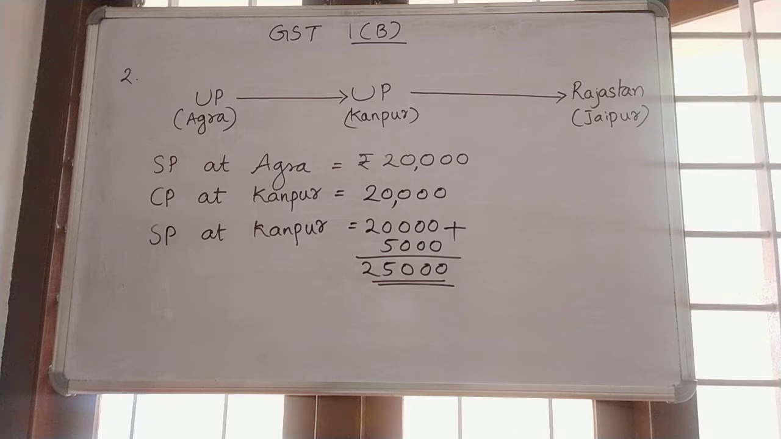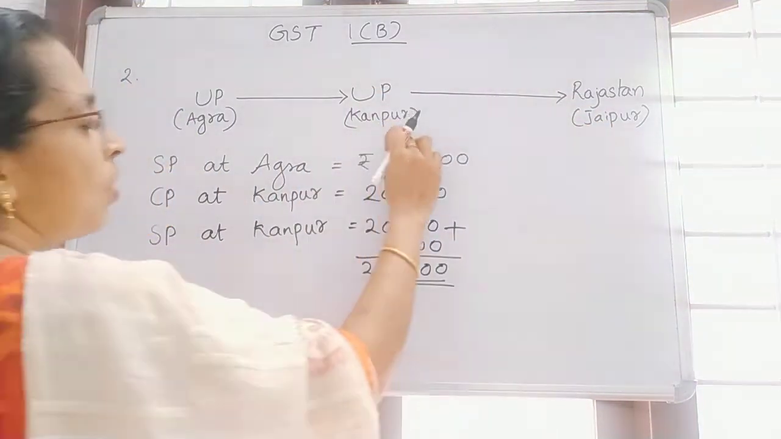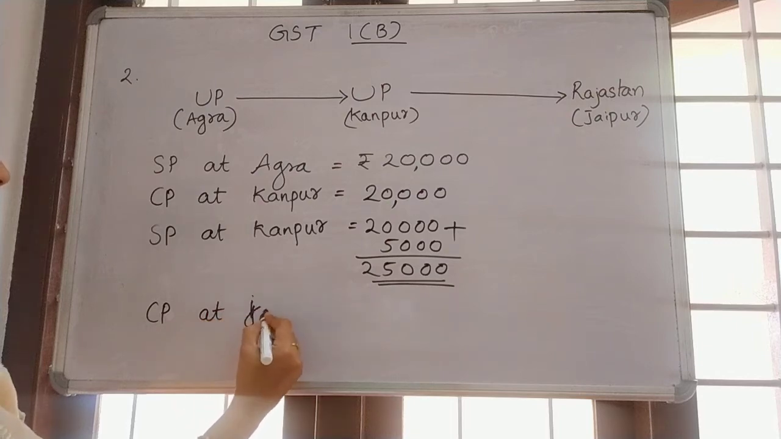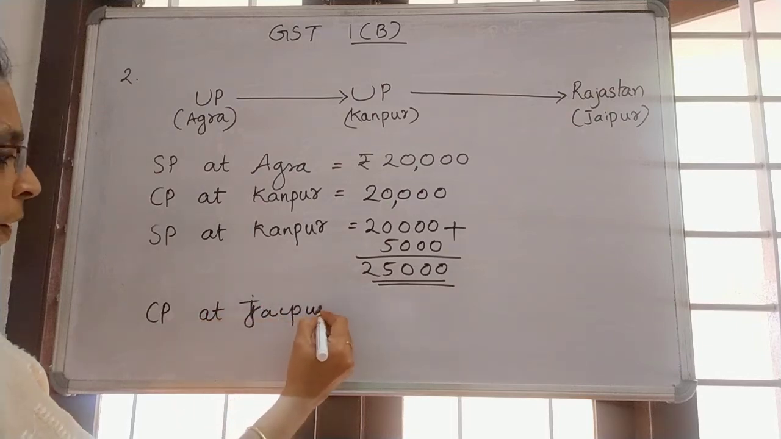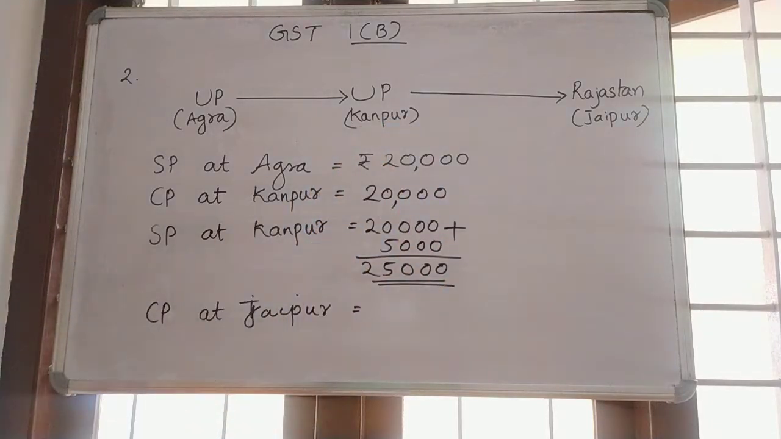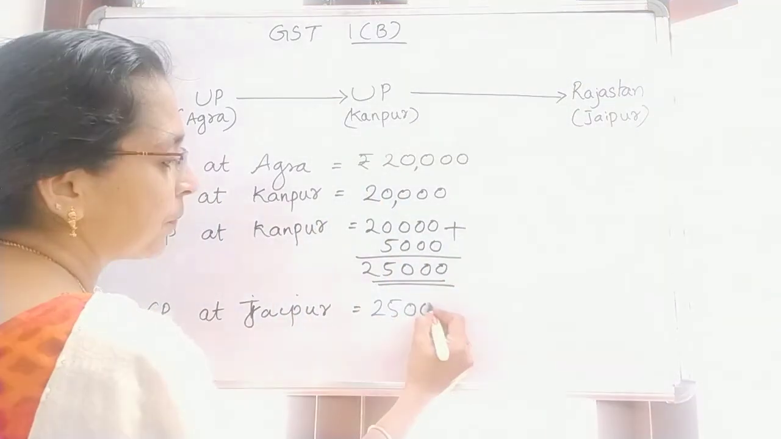So, what will be the cost price at Jaipur? The selling price at Kanpur is 25,000, so the cost price at Jaipur will be 25,000 itself.